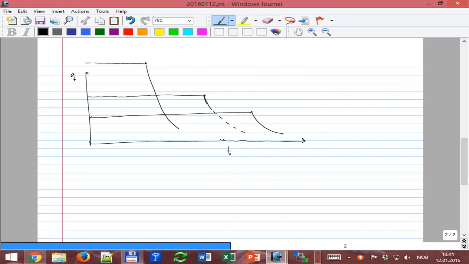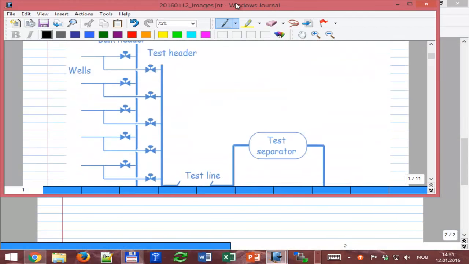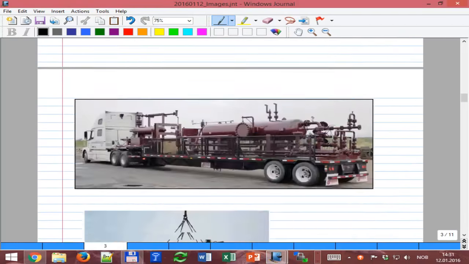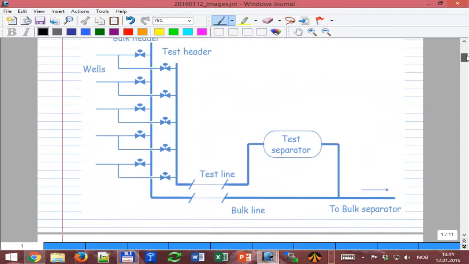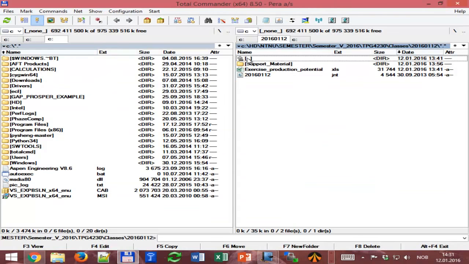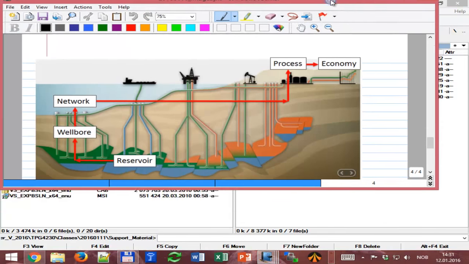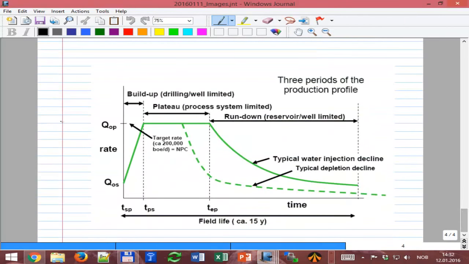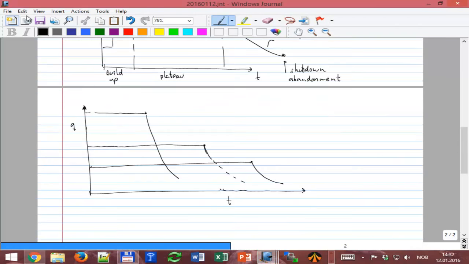So let me just put you a picture of the profile. Oh, I have it in the other images. Okay. So you have a bit nicer picture of the drawing that I just made.